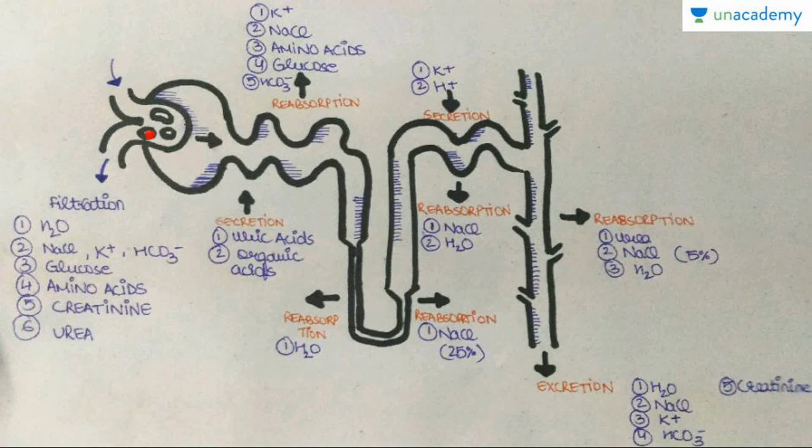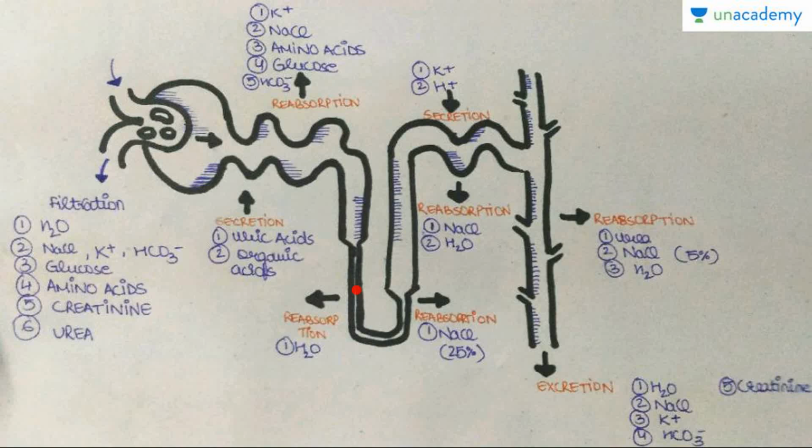Now the blood moves inside and towards the proximal convoluted tubule. You should be thorough with the structure right now, and that is the reason why I have not named or labeled the structures. So this is the proximal convoluted tubule right here, and some secretion takes place at this point, including uric acids and some organic acids. And also as it moves a bit further, reabsorption takes place, and this reabsorption is of K+, NaCl, amino acids, glucose and bicarbonate ions.